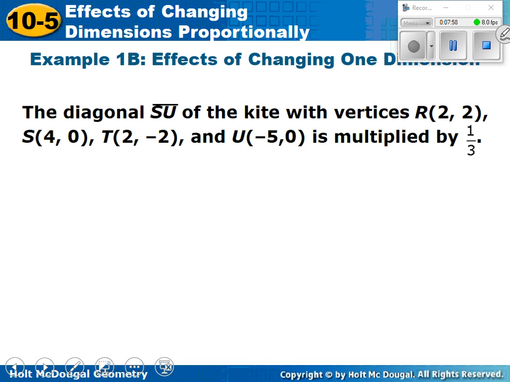Okay, here's the next one. Before we go to this one though, what did we realize happened when we changed only one dimension? What impact did that have on the area? Say it again. Okay, but how? So if I multiplied one dimension by 6, what impact did it have on the overall area? It multiplied it by 6, so it had the same impact, right? Everybody see that?